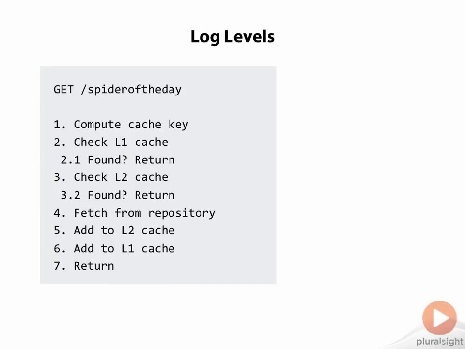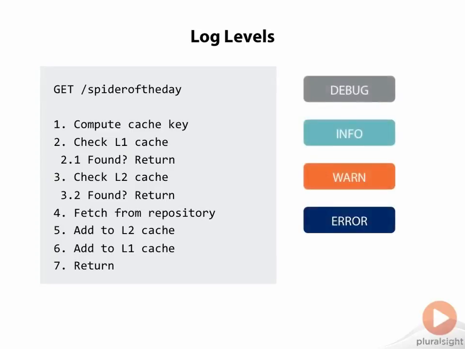Here's some pseudocode for my Spider of the Day API call. I start by building a cache key to identify today's spider, and then check my level 1 cache to see if the response is already there. If not, I check the level 2 cache. If it's not there, I go to the repository to find the highest ranked spider which hasn't previously been Spider of the Day. Then I build the response from the repository output, asynchronously add it to level 2 and level 1 caches, and then return.